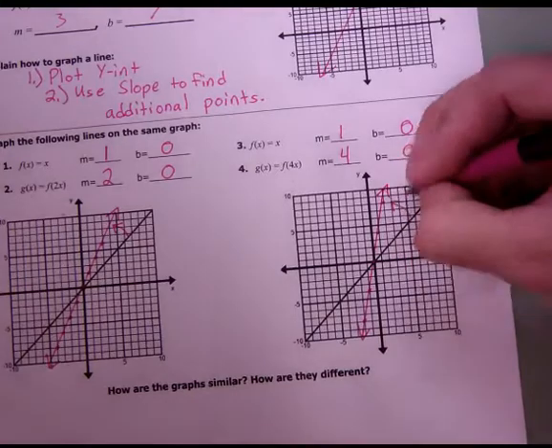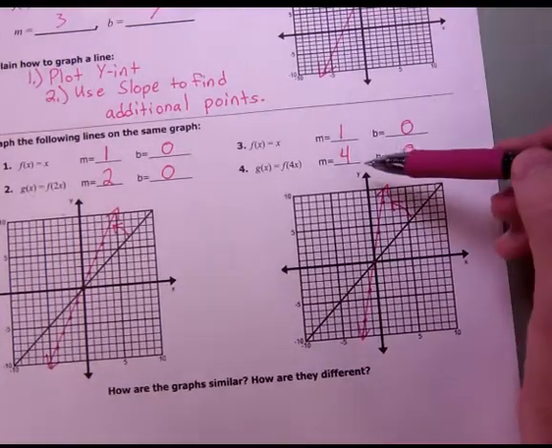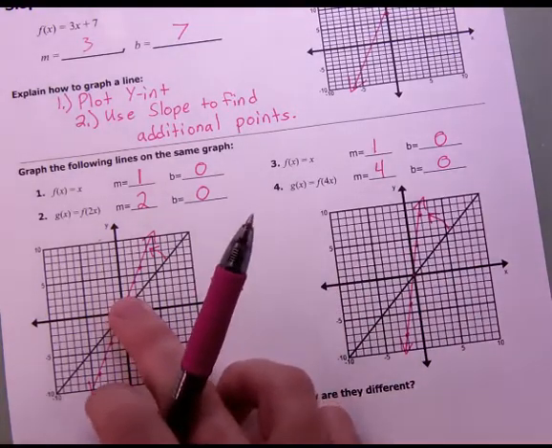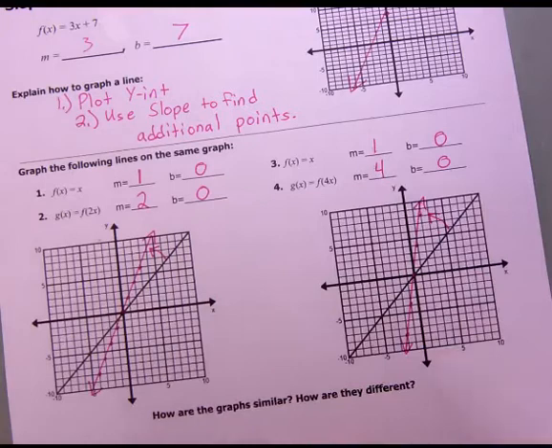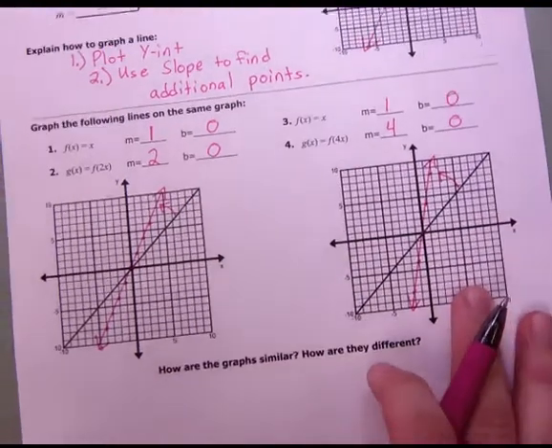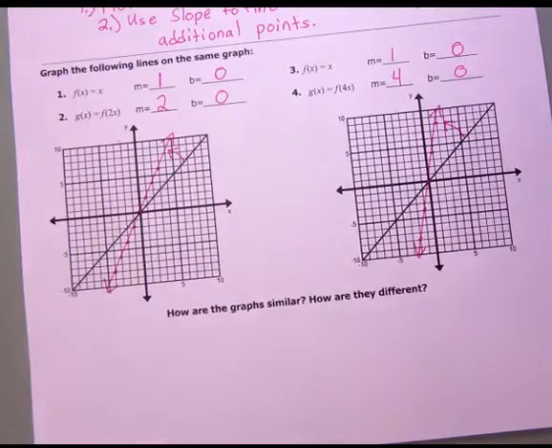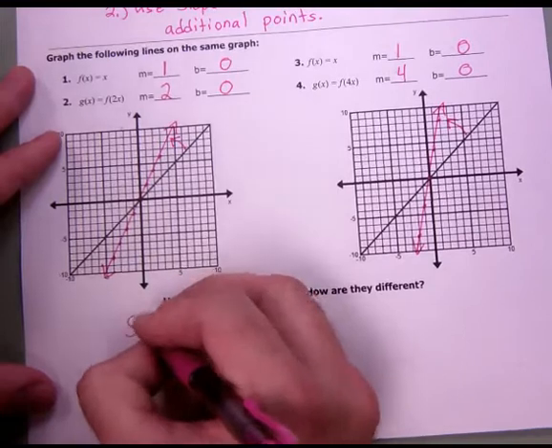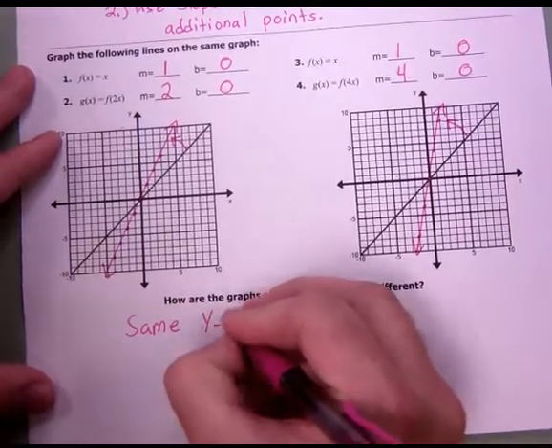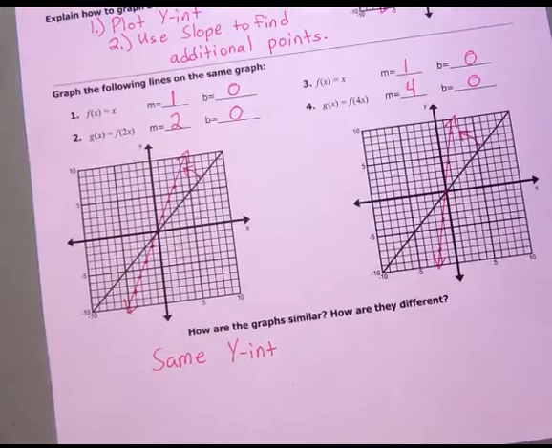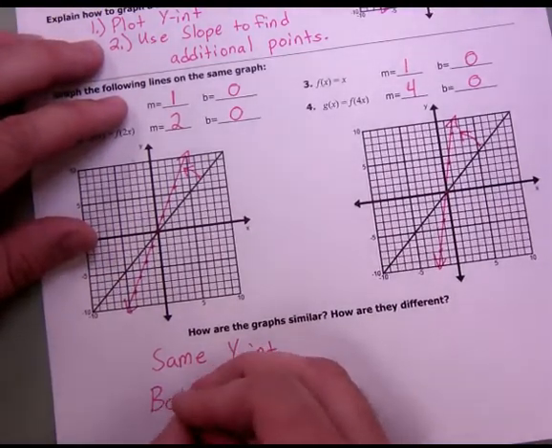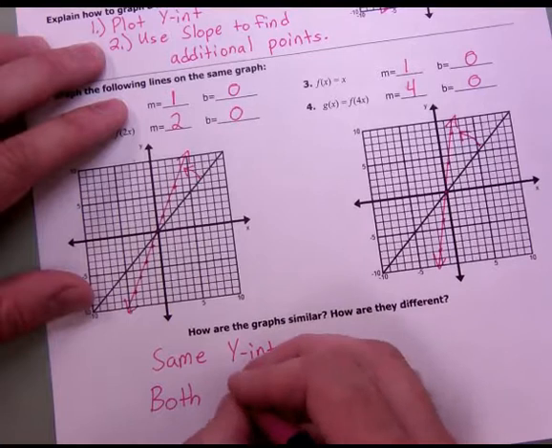Now notice, whenever we change it to a 4, it's going to be steeper than it was when we just changed it to 2. So the larger the number, the steeper it will end up getting. Okay. How are the graphs similar? How are they different? So the first thing that we have here is the same y-intercept. And they're both steep.